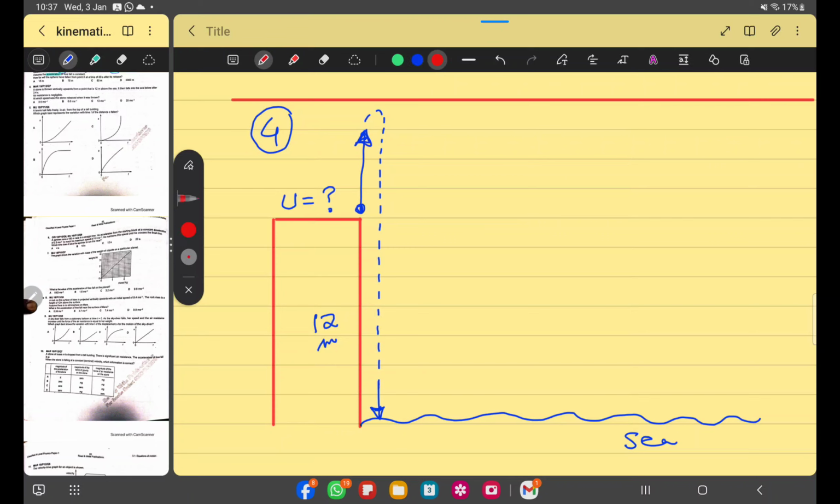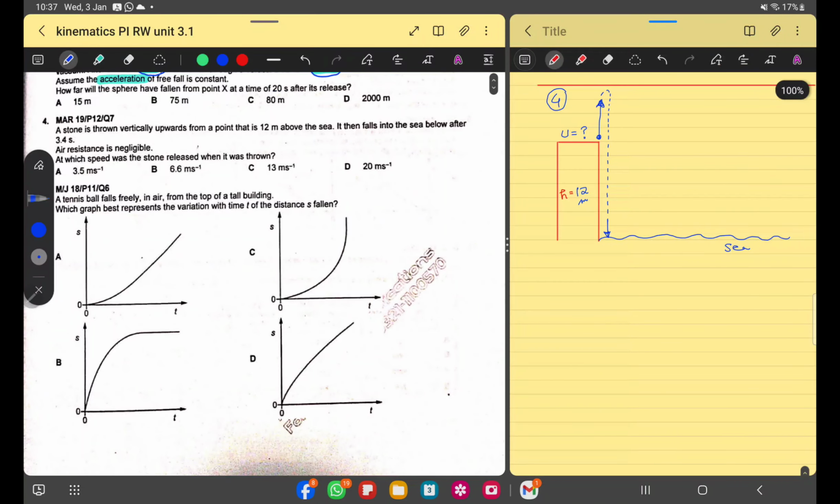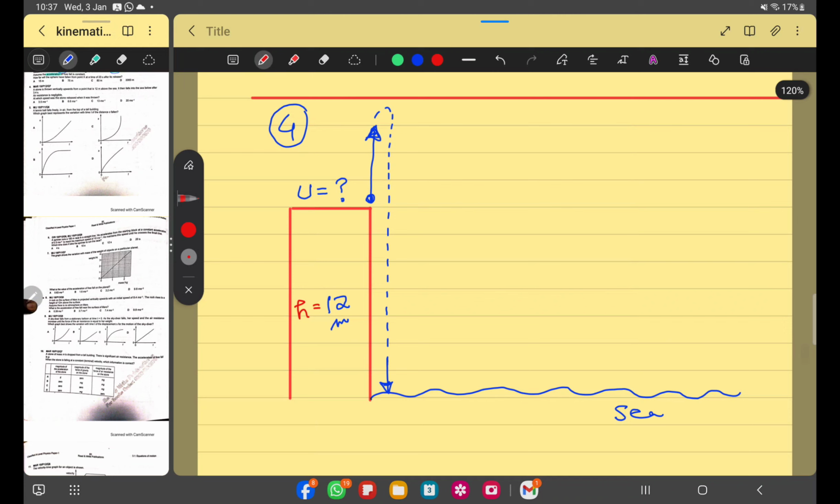The method is, sir, we are given height, we have to calculate initial velocity, and we are given another thing. Let me check. Any other quantity? Yes. A stone is thrown vertically upward, 12-meter height. Time is 3.4 second. We are given time as well. And this is the total time for upward motion as well as downward motion. So the time is 3.4 second.